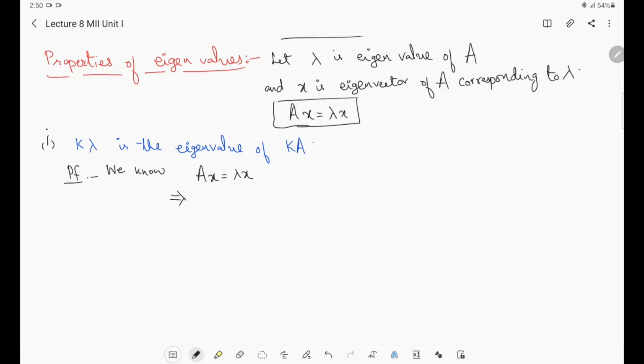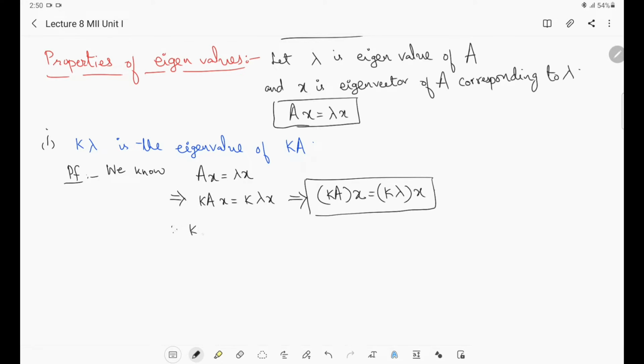Now we can multiply both sides with k. Then k into A into x equals k into lambda into x. Further, this can be written as kA into x equals k lambda into x. So what we can say? Therefore k lambda is an eigenvalue of kA.